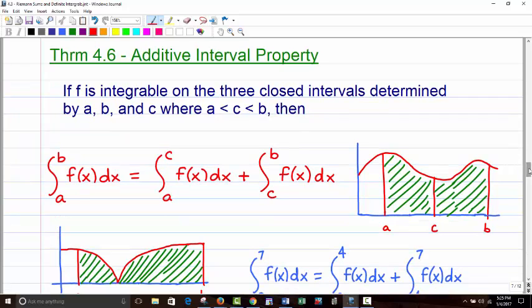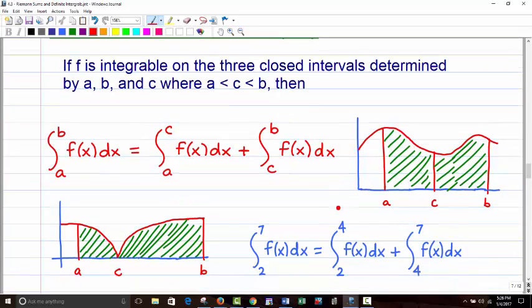All right, this is the additive interval property. So you see this picture over to the right. And I think this is pretty straightforward, just from looking at the picture, that the region from A to B could also be found as the region of A to C, the definite integral from A to C, plus C to B. Add those two together and make this.